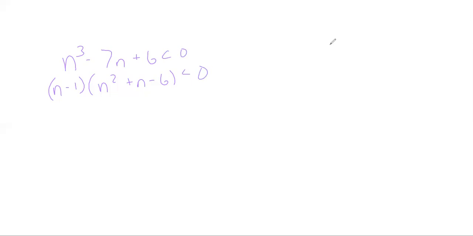So now I set both of those equal to 0, but first I'm going to factor this one. This is n minus 1 times n minus 2 times n plus 3. So here n is equal to 1, n is equal to 2, n is equal to negative 3.